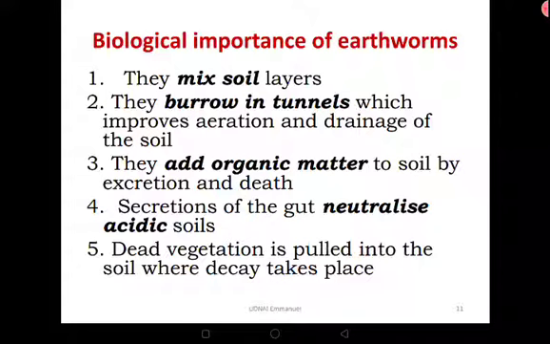Yes. And then we have general biological importances of earthworms. Sometimes it is very difficult to tell whether they are advantageous biologically or contribute to the survival of other organisms. But most important, they do. We need to appreciate that they mix soil layers. So as they burrow into the soil, the inner soil layers are pulled out, and the outer layers are pushed in, and that is very vital for soil fertility. They also burrow in tunnels, which improves aeration and drainage of the soil.